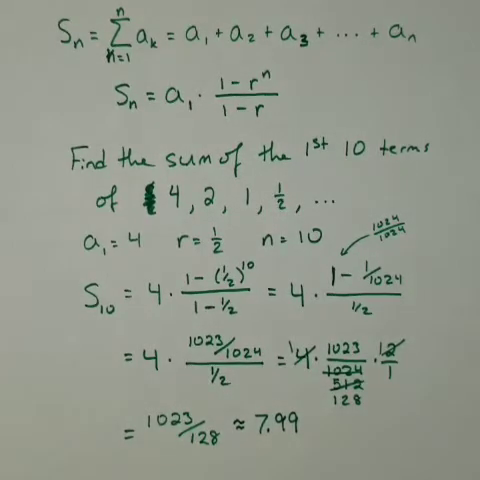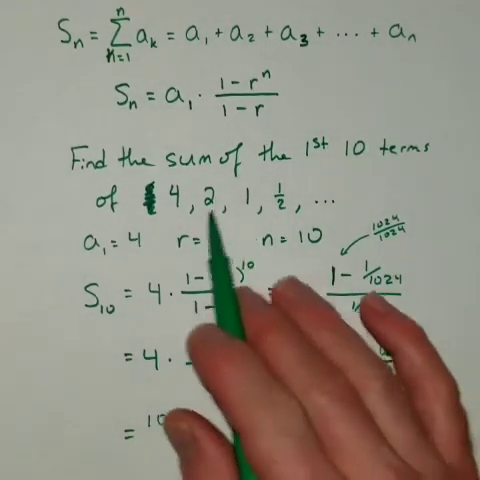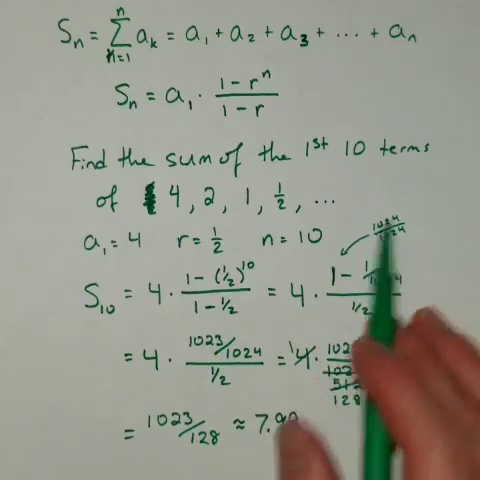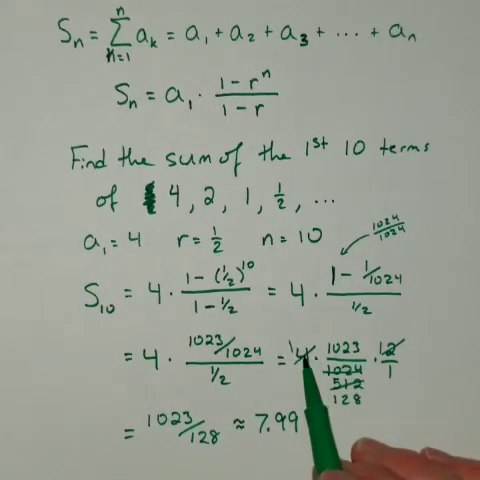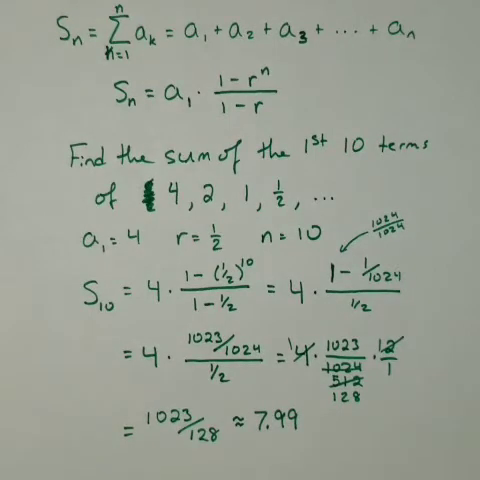And so that is the sum of these first 10 digits. Again, we don't have to go through and calculate all 10 of them. We can use this formula then to find the final answer.